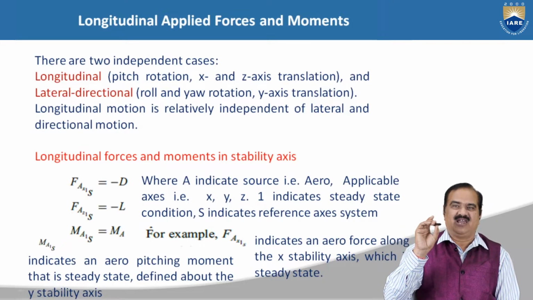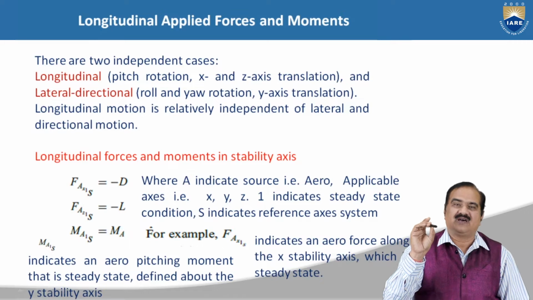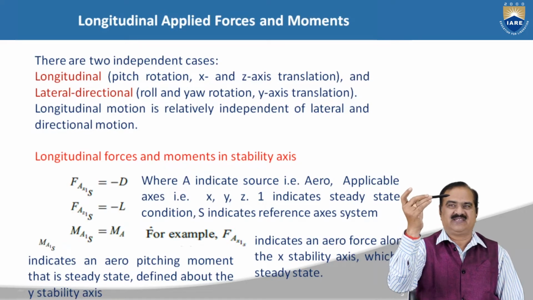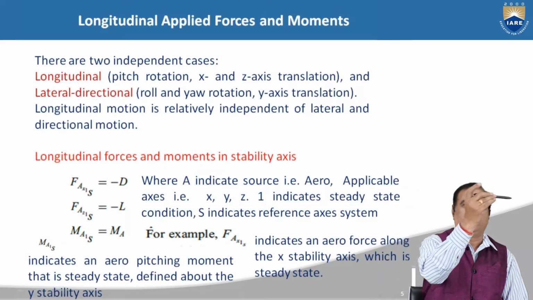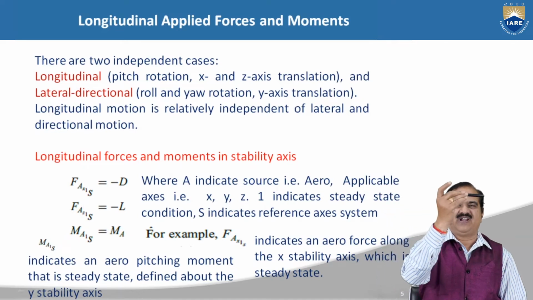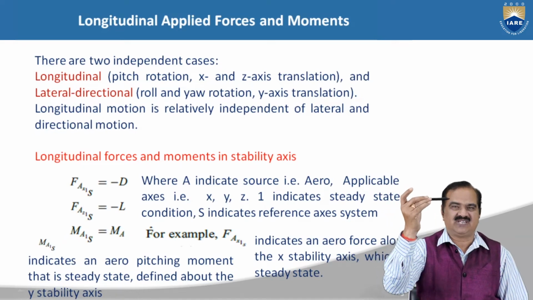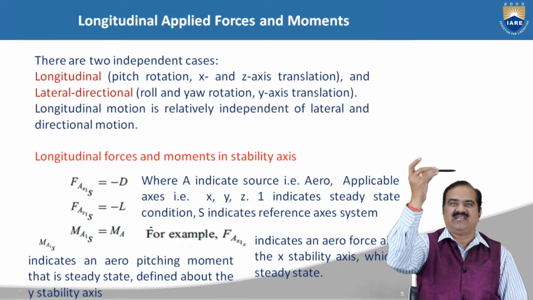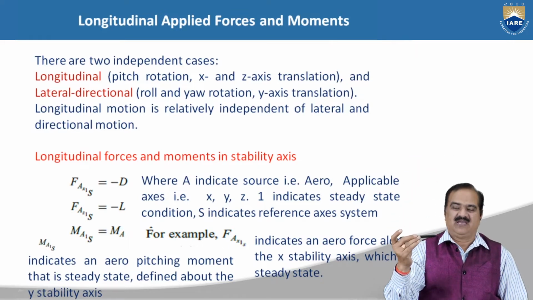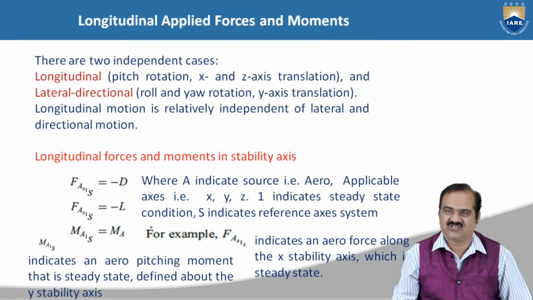So the longitudinal case means it can have the pitching motion, like pitch up and pitch down, and move forward or rearward. Forward and rear is the x direction, and it can also go up and down. These are the two translational motions and one rotational motion in the longitudinal case.